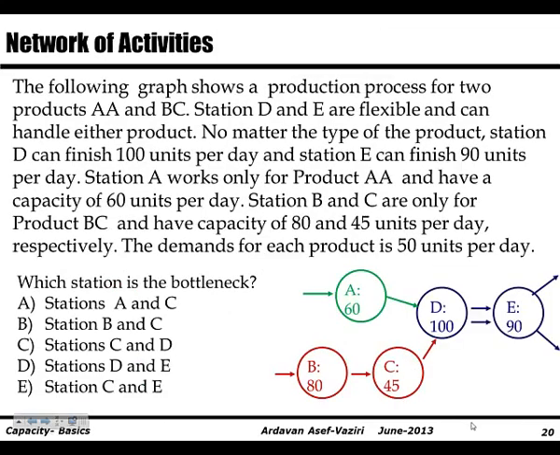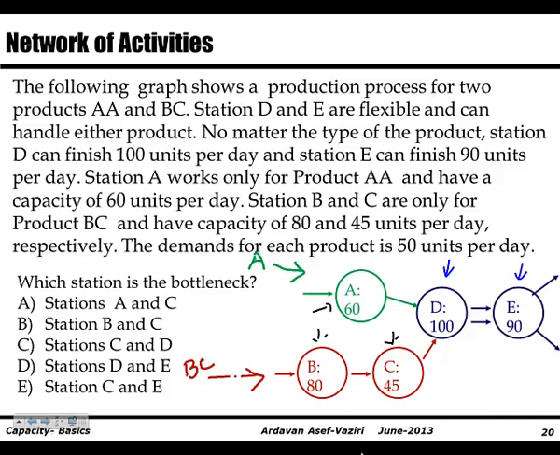Now let's look at this problem. We produce 2 products, product A and product BC. Product A needs to go through operation A. Product BC needs to go through operation B first and then operation C. Both product A and product BC need to go through operation D and operation E.